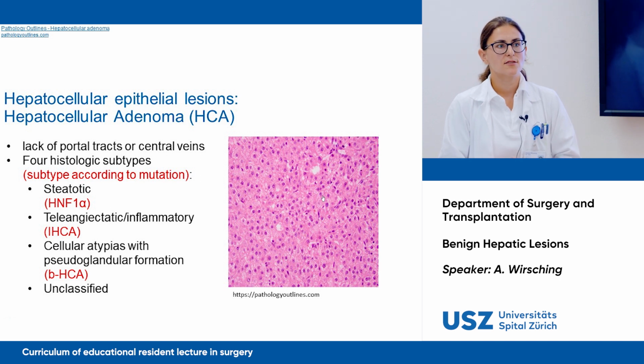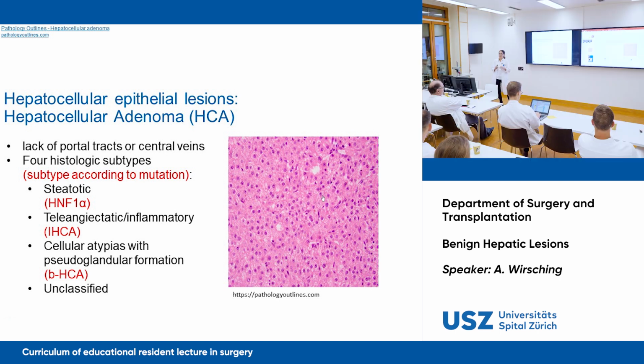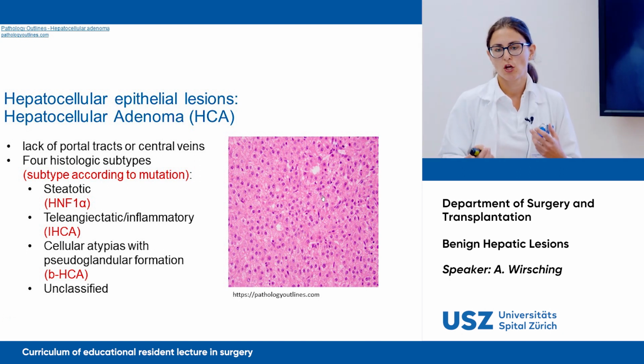The next histologic subtype is the inflammatory or telangiectatic subtype of hepatocellular adenoma. This is very specific because there are dilated sinusoids at the rim of the lesion, at the periphery of the lesion. We also find scar tissue with arterioles in this specific lesion, and it also looks, we will see later on, a little bit different when we look at imaging.